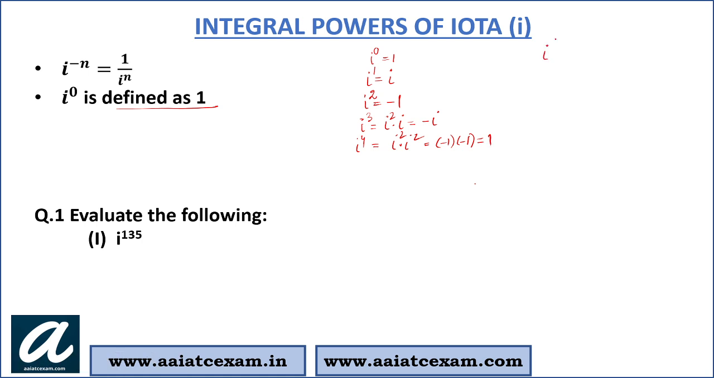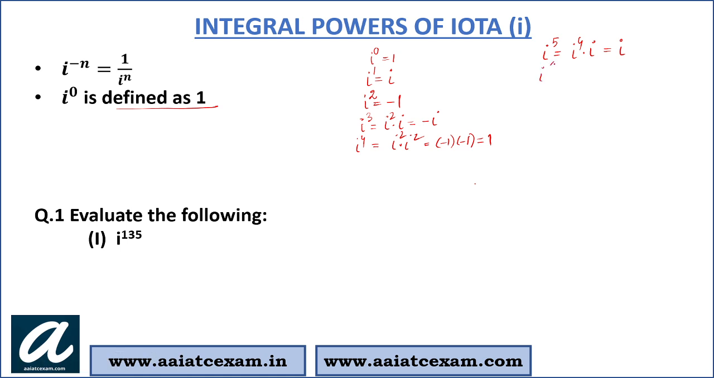If I am calculating iota raised to power 5, I can write it as iota raised to power 4 into iota. So iota raised to power 4 is 1 into iota, the answer should be iota. And you can check the value of iota raised to power 5 and iota, that is equal.